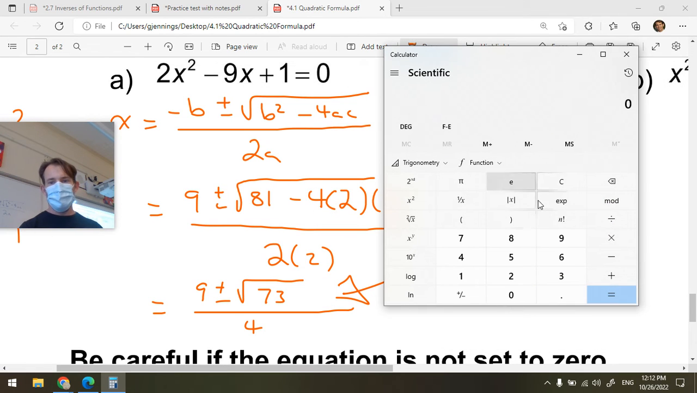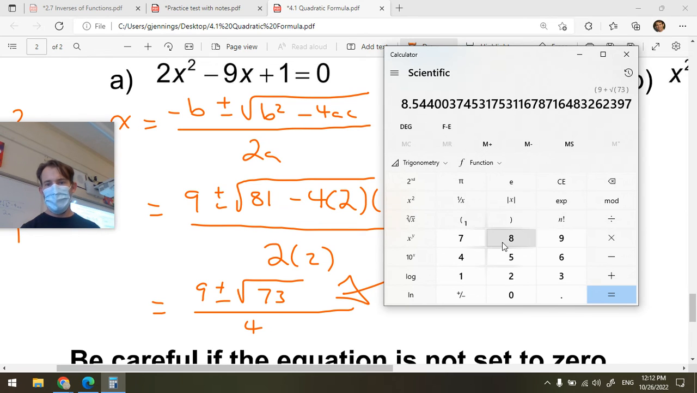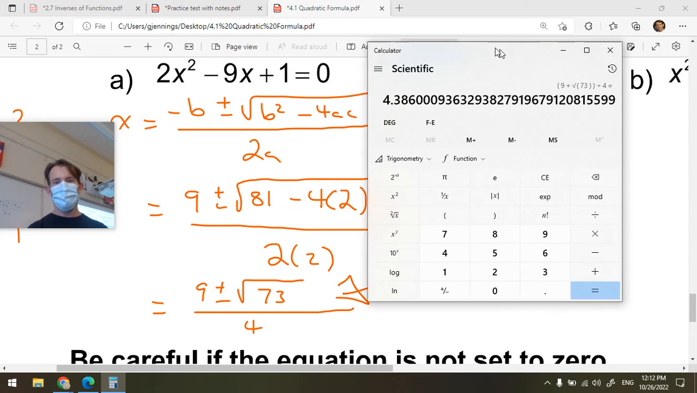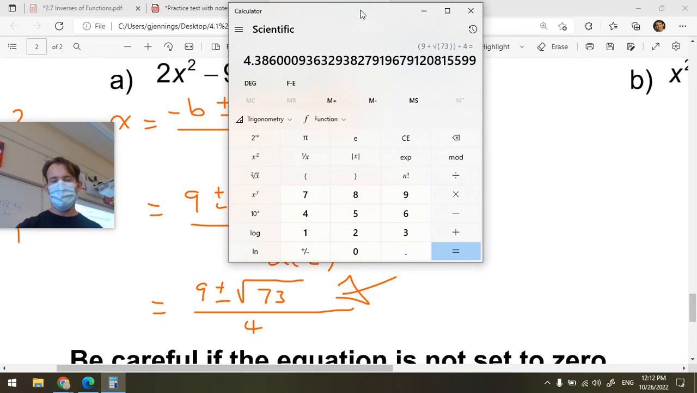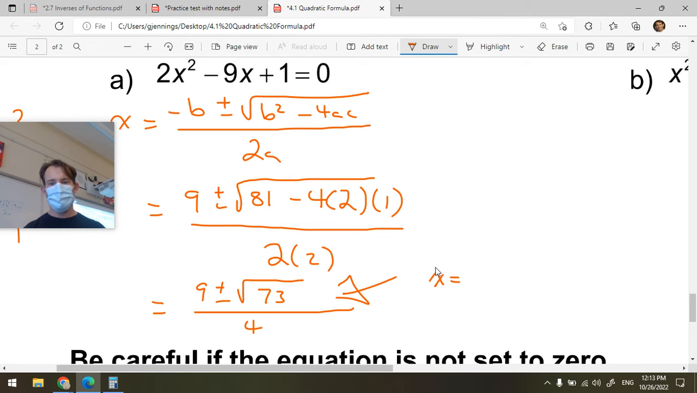I would use brackets on my calculator. Bracket 9 plus the square root of 73 and the bracket, and then divide by 4 equals. So there's one of them, 4.386. Depending on how many decimal places I want, I might call that 4.4. So I might say x equals 4.4, or, and then I get another solution.